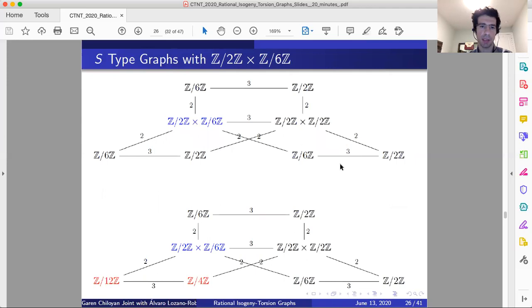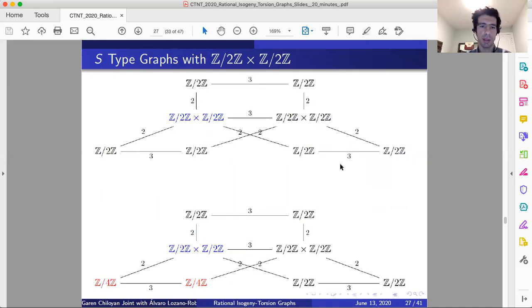These are the two examples of the S-type graphs with a point of order 3 defined over the rationals. Notice we have a Z2 cross Z6. And these are the two S-type graphs with no point of order 3 defined over Q. So notice there are no Z2 cross Z6s.